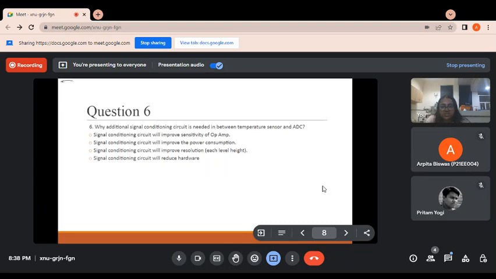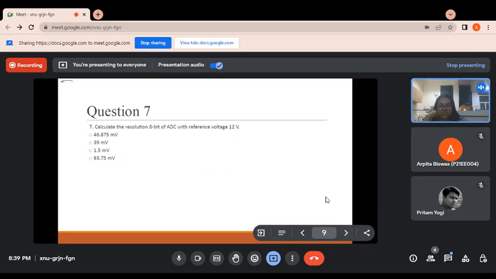Next, why is an additional signal conditioning circuit needed in between the temperature sensor and ADC? First option is signal conditioning circuit will improve the sensitivity of op-amp, and the second option is signal conditioning circuit will improve the power consumption. Third option is signal conditioning circuit will improve the resolution, each level height, and the fourth option is signal conditioning circuit will reduce the hardware. So what is the right answer? C option. Yes, the right option is C.